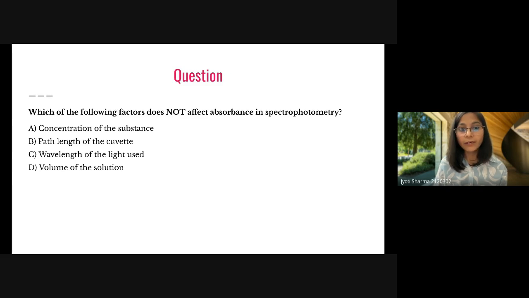Okay, which of the following factors does not affect absorbance in spectrophotometry? Because we already have learned that absorbance is equal to epsilon times C times L. C is the concentration, L is the path length. Okay, so the volume of the solution is the only factor that doesn't affect absorbance. We already have the formula, right?